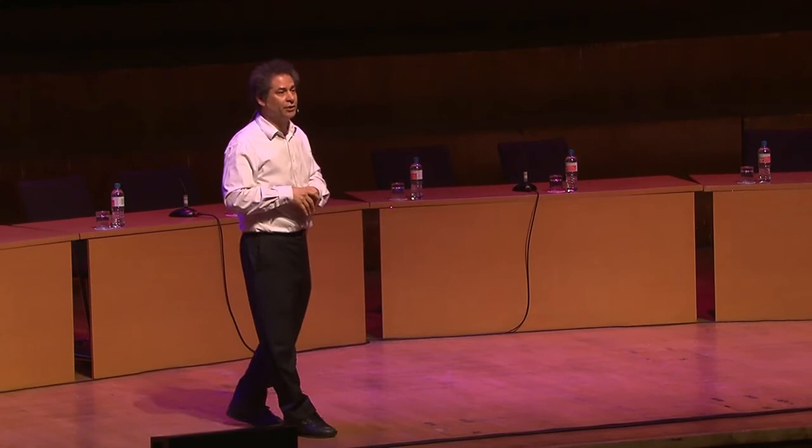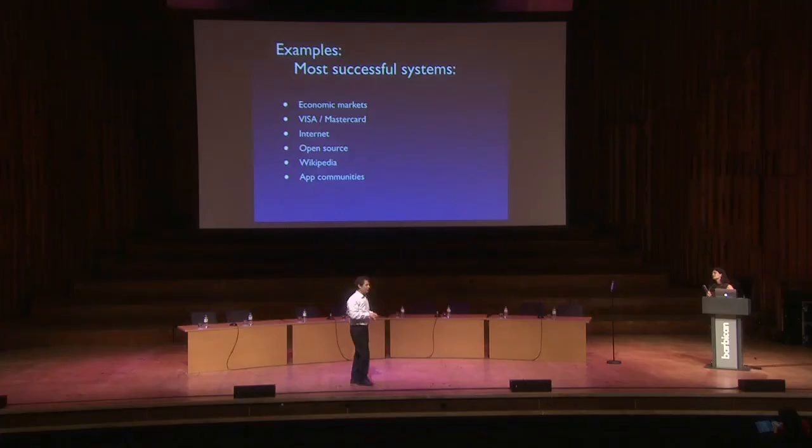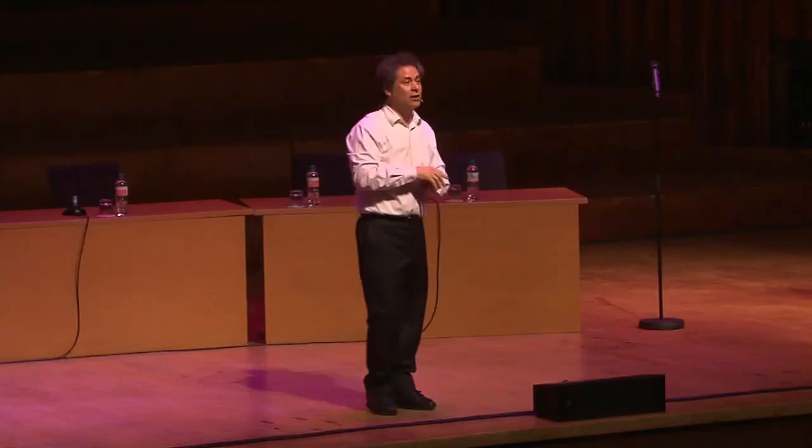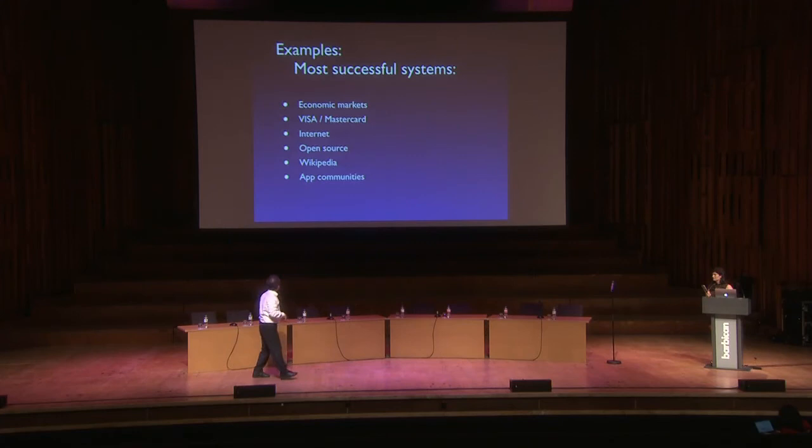The reason why you're not aware of them as an evolutionary system is that the evolutionary process takes place at the level of the card issuers. There's a nice book, if anyone's interested in reading about this. It's called The Birth of the Chaordic Age by Dee Hock, who is the founder of Visa International, and I think presents some of the ideas in a very strong way. But there are other systems that you're very familiar with, the internet, open source, Wikipedia, as you all know, and more recently, app communities.